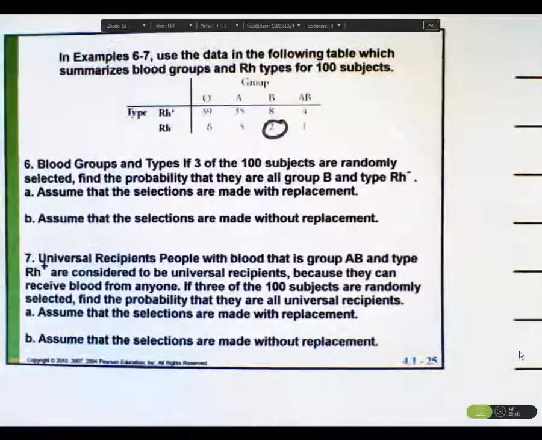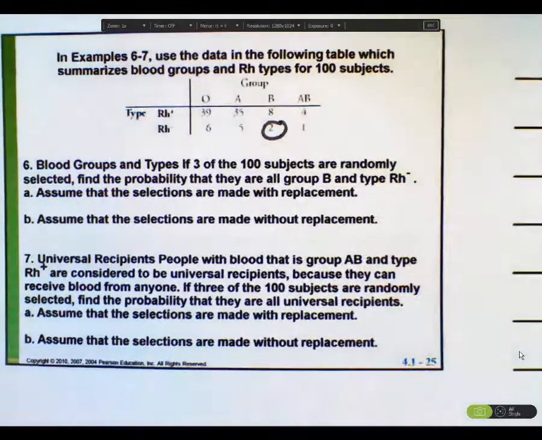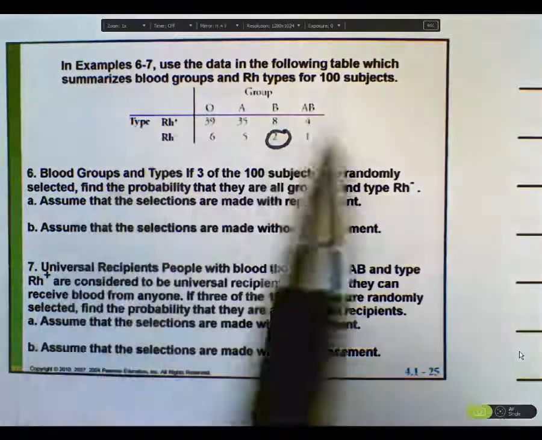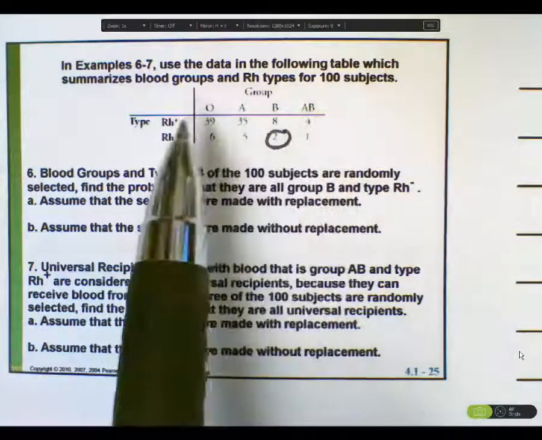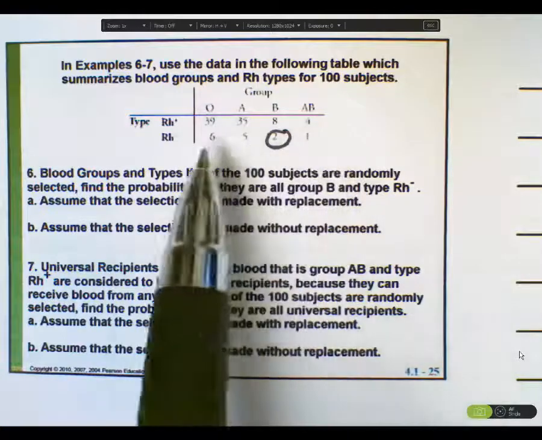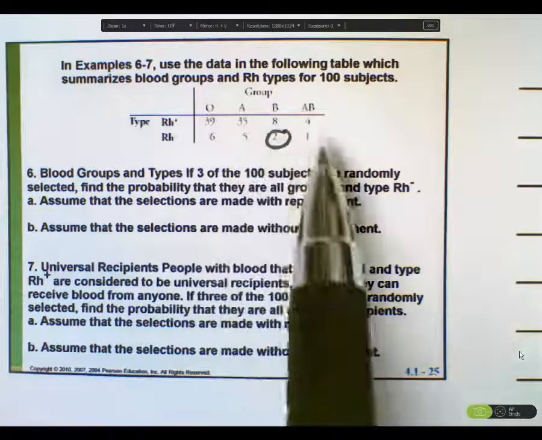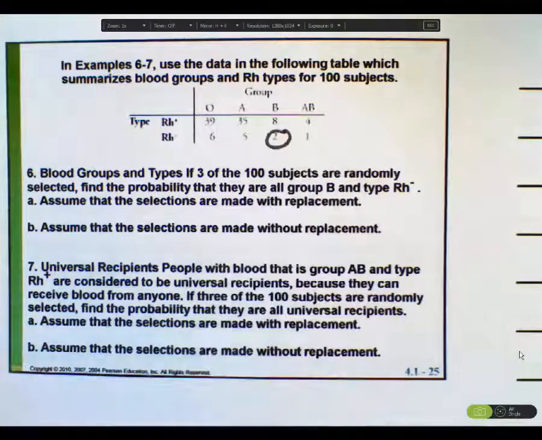All right. Example 6 has to do with blood types, blood groups, and RH types for 100 subjects. It's set up in a contingency table, and we could count how many people had Rh positive blood, how many people had Rh negative blood. We could add up how many had type O, that would be 45, or how many had type AB, that would just be 5. In number 6, we're asked if 3 of the 100 subjects are randomly selected, find the probability that they are all group B and type Rh negative.